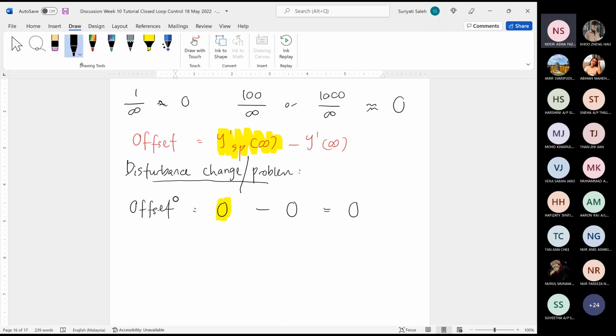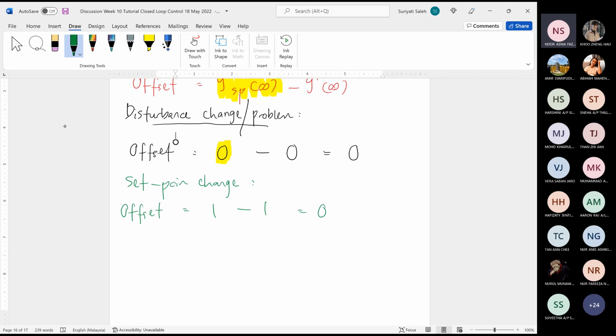Just to revisit, for the set point change problem, offset equal to 1 minus 1 equal to 0. For disturbance change, you also get 0. What does it mean? What is the explanation for it? Let's say we want to draw a sketch. This is your set point value, and this is your test point, where the offset is 0.